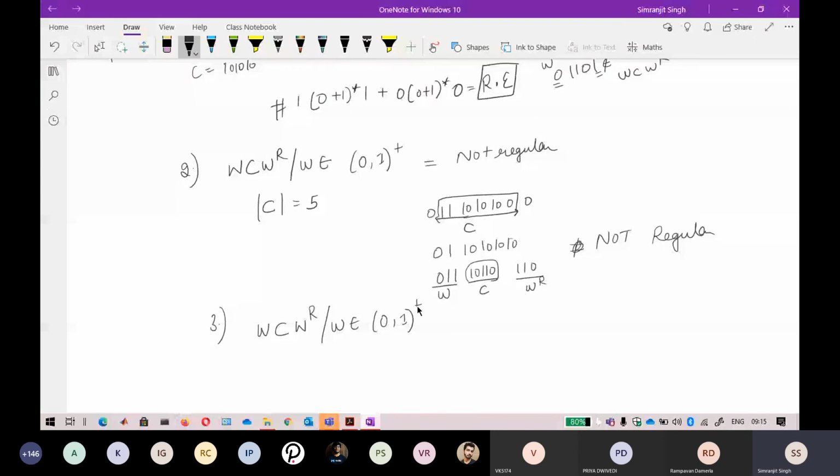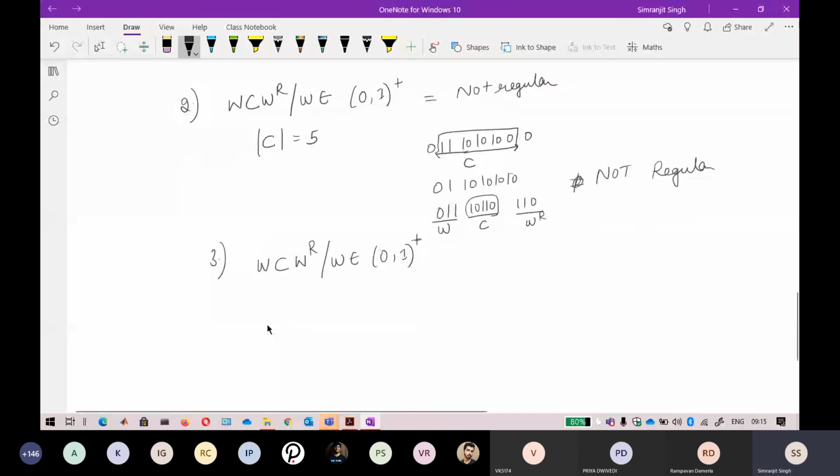So I am only talking about plus. Do not think about star. Star is a different case. I will again repeat all the things for star. Okay, so I'm only taking plus here.